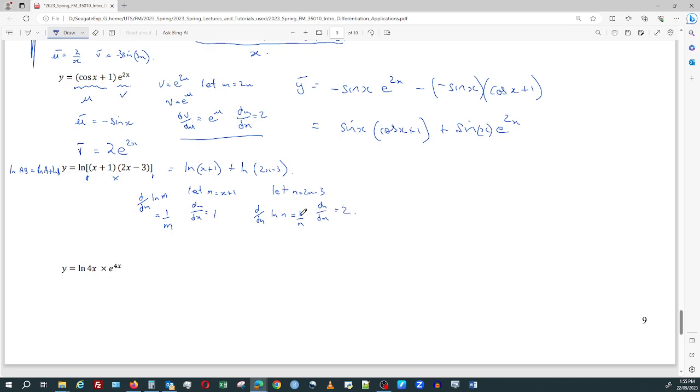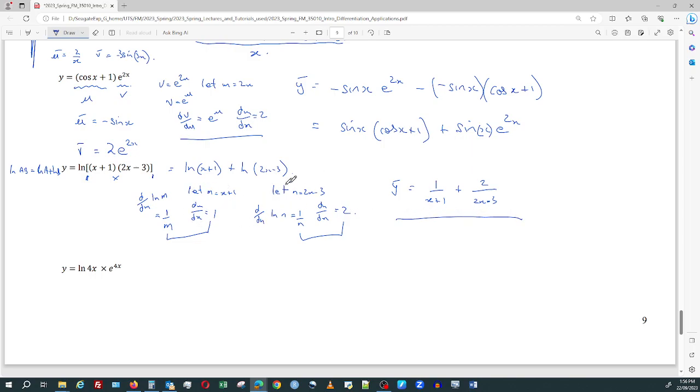So we can put them together. These are our chains here, this pair and this pair. So if we put them together, we will get 1 over m, which is 1 over x plus 1, times 1, which is just that. And then we'll have a plus sign, and 1 over n, but it won't be 1, it'll be 2. 2 over 2x minus 3. And you can't cancel the 2 because of the algebraic plus or minus. Okay? So that's your final derivative.